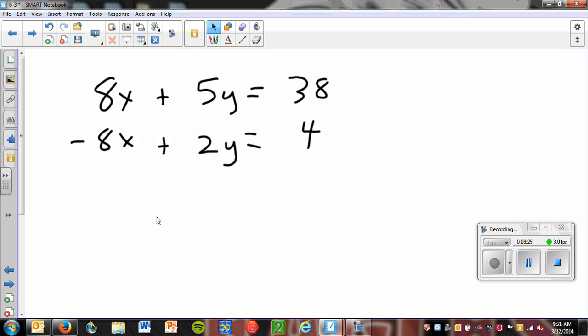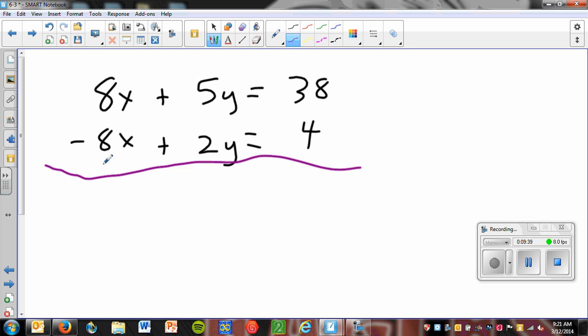Okay. Here is another example. This one, it looks like we are ready to add since we have opposites here. So let's add these up real quick. My drawing skills with the mouse are not very good. There's my elimination, because 8 plus negative 8 is 0. This gives me 7y, and this gives me, I'm really sorry, I thought I had these notes saved, 42. Divide both sides by 7, y equals 6.